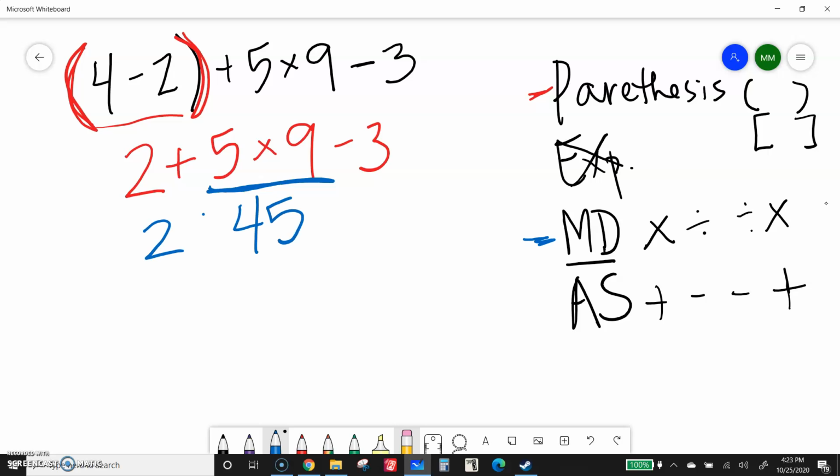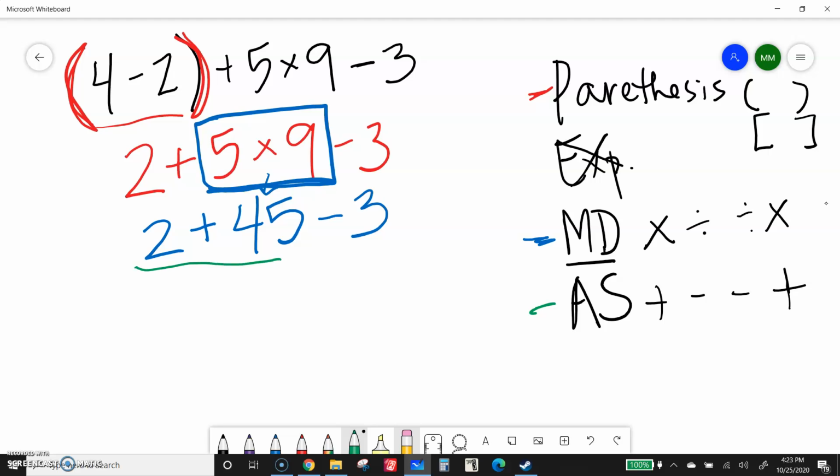I haven't used the 2 or the plus. I haven't used the minus or the 3. Notice how I keep it in the same order. I just replace the 5 times 9 with what 5 times 9 is. Now I get to my adding and subtracting. So I just do it from left to right once I get there. 2 plus 45 is 47. 47 minus 3 is 44.